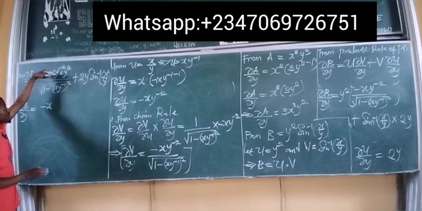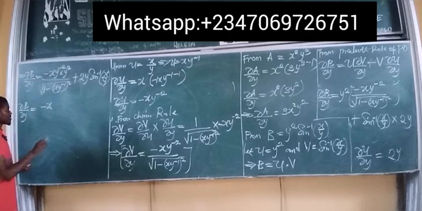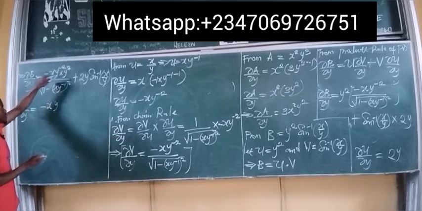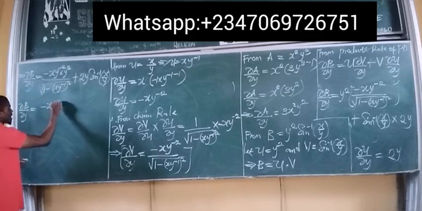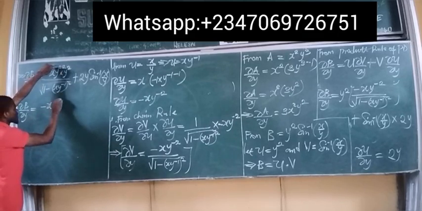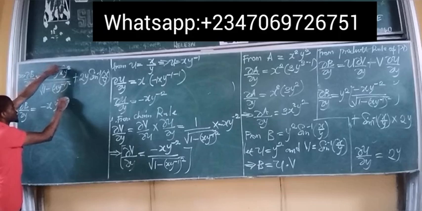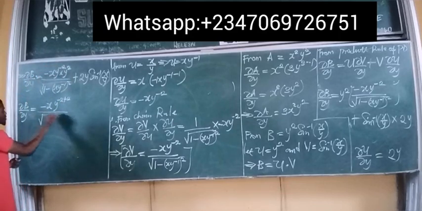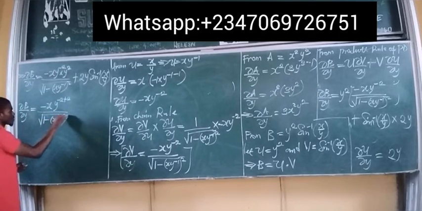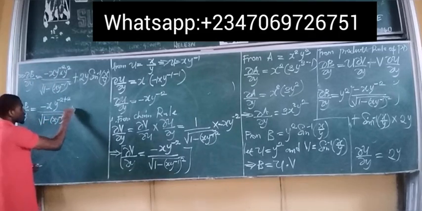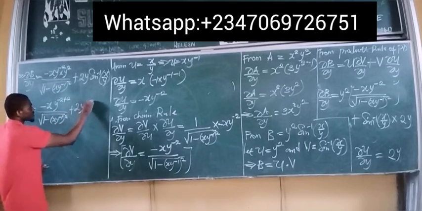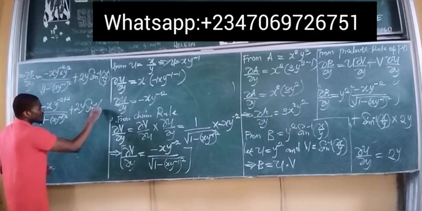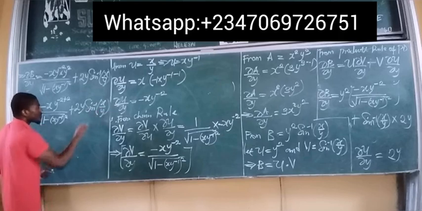You have two functions having the same base. From the law of indices, pick one of the functions and add their powers. Since they have the same base, I simply pick y, add their powers. The power here is minus 2 plus the power here is 2, all over the square root of 1 minus x y to the power of minus 1 all squared, plus 2y sine inverse of x over y.